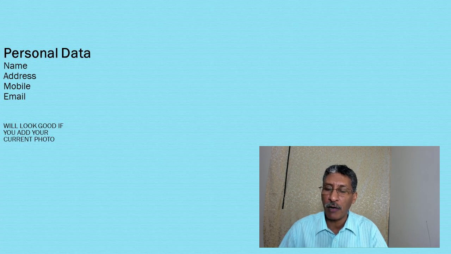First of all, we have personal data. Personal data can be at the top of the CV or at the bottom of the CV. But the personal data should contain the name, address, mobile, and be careful about your mobile and your email. And if you have a current photo, put it inside or in the head of your CV, that will be much better from the design side. But I'm not going to talk about the design side. This is mainly about the personal data.